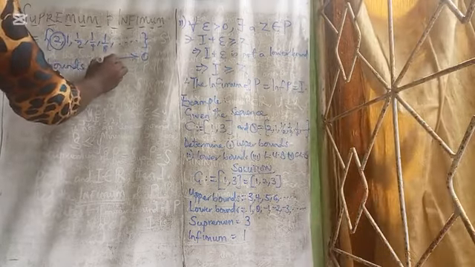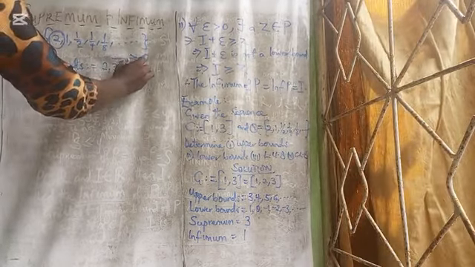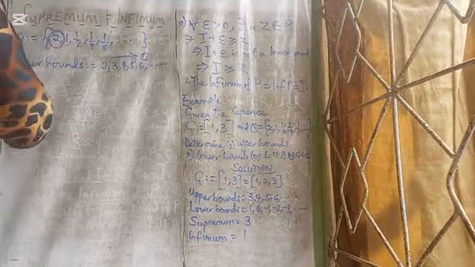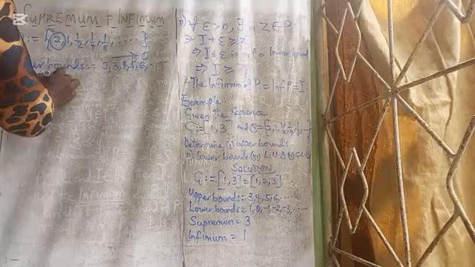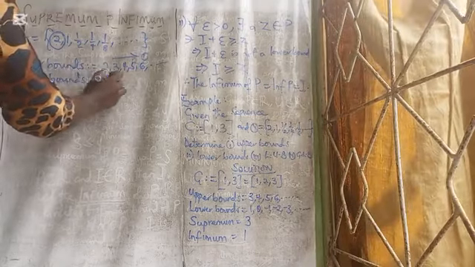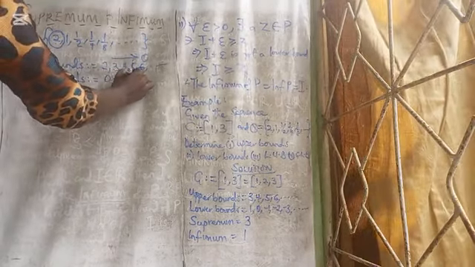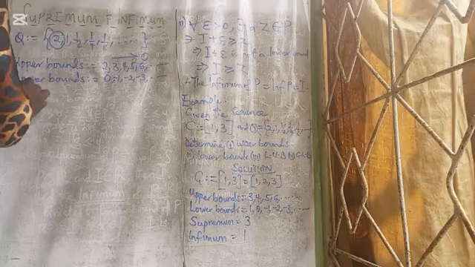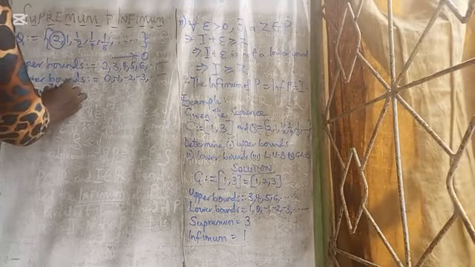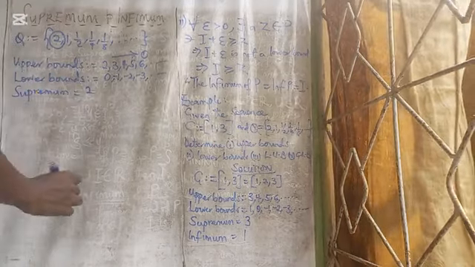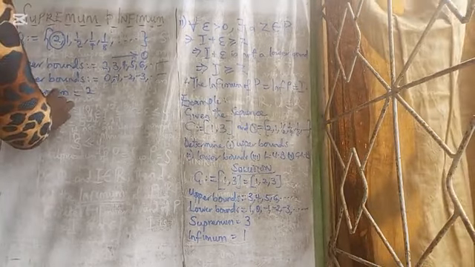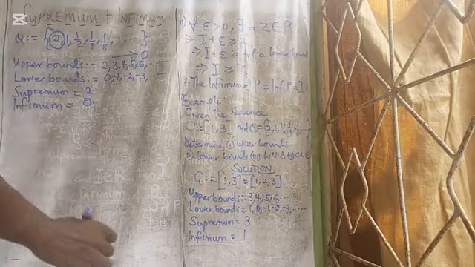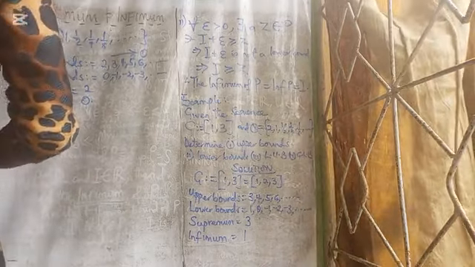Our upper bounds are what? 2, 3, 4, 5, 6, and the likes. And our lower bounds, we begin from where? 0, minus 1, minus 2, minus 3, and so on. So what will be the supremum, which is the least upper bound? The supremum is 2. And what's our infimum, which is the greatest lower bound? Our infimum is 0. We take another example.